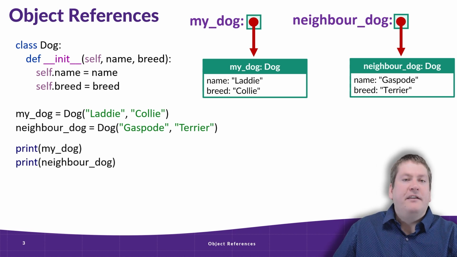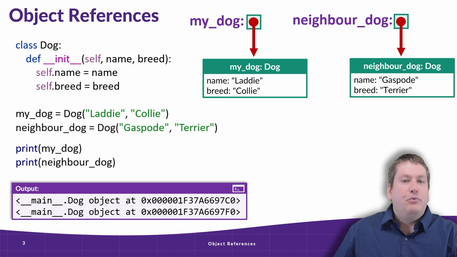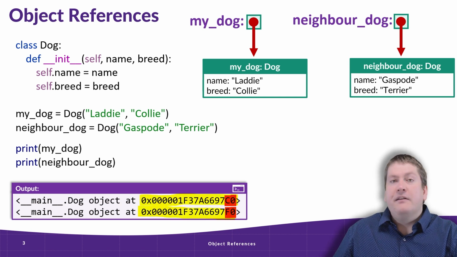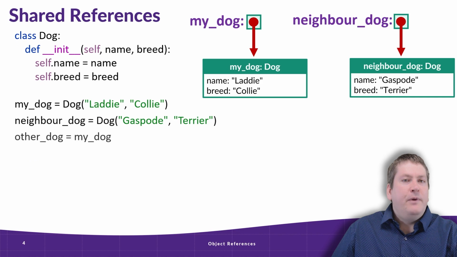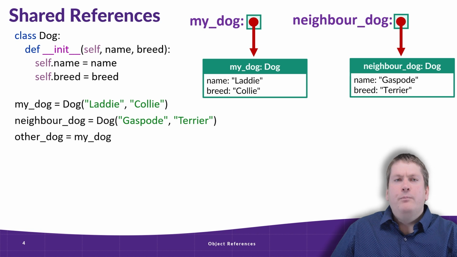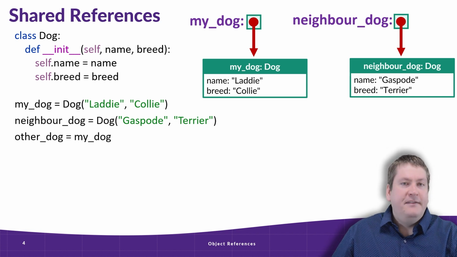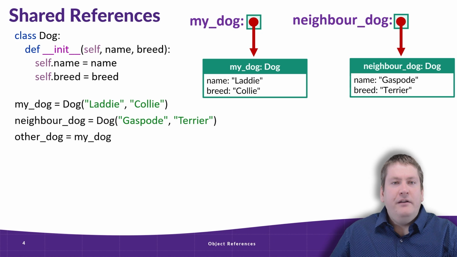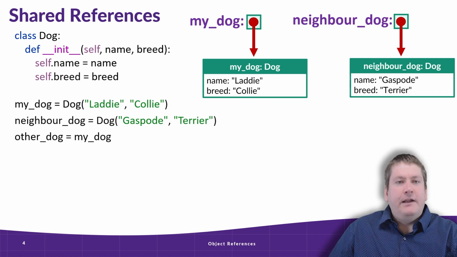So if we added print lines for both, we could see it print something very similar, but the addresses are different because these are pointing to different objects in the computer's memory, which is why they each have their own name and breed. But again, we can make this even more interesting when we try to assign myDog to other_dog. Now, based on everything we've seen before in Python, when we're doing this with lists or sets or other objects, what do you think is going to happen here?